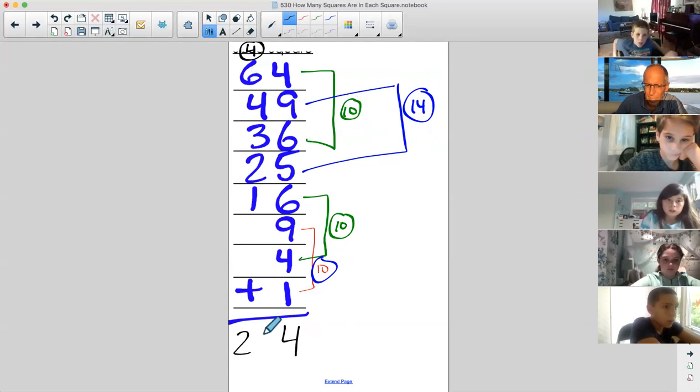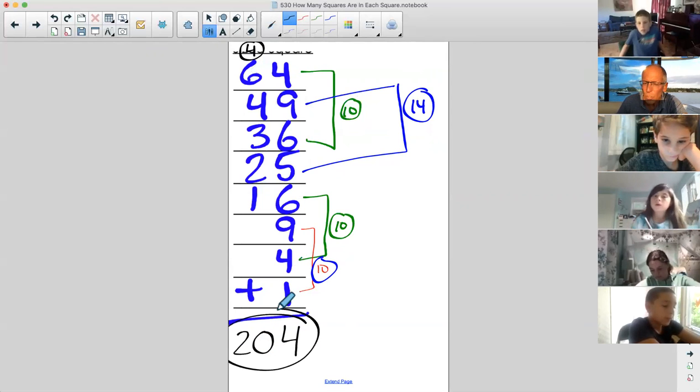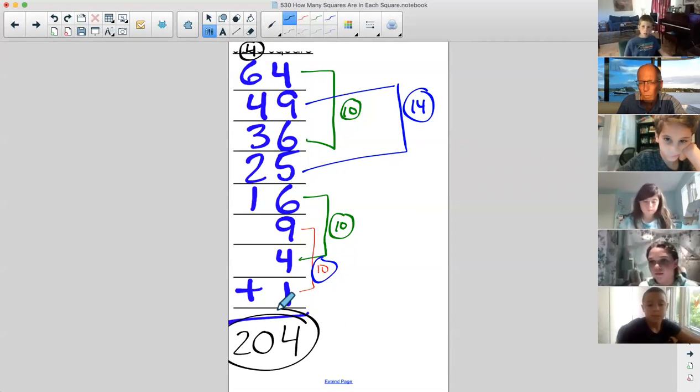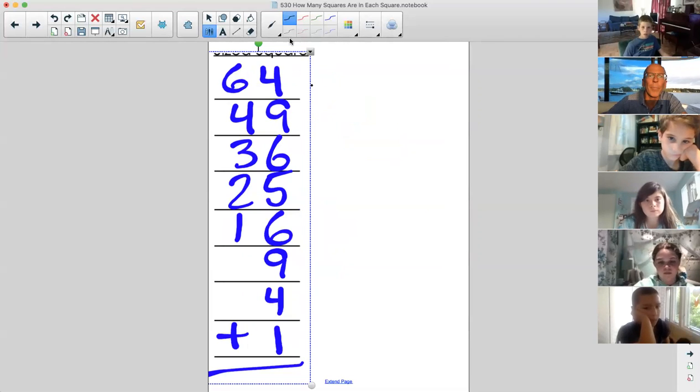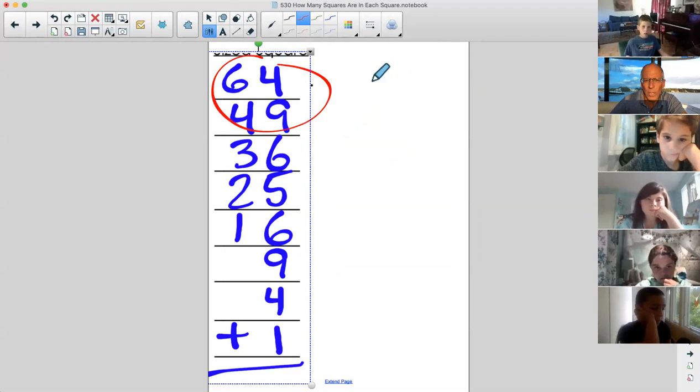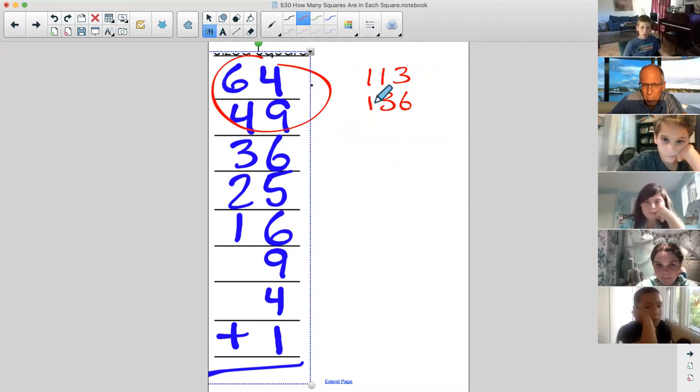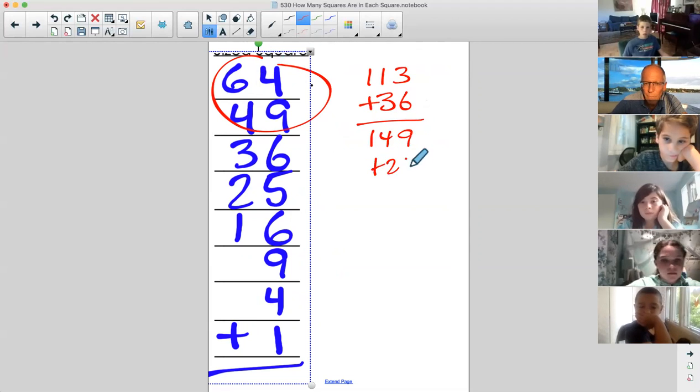20 tens plus 4 ones is 204. Now, I know that a lot of you try to do these one at a time. So for instance, you might do 64 and 49, and you might write down 113. Then you would do 113 plus 36 is 149. And then that plus 25.